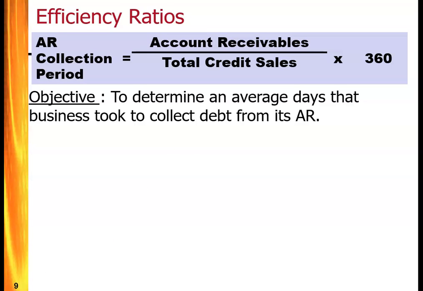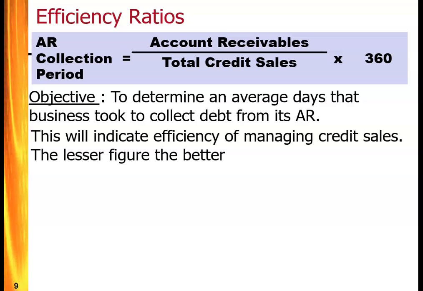So the objective of this efficiency ratio is to determine whether the business is able to collect the debt from the debtors, the customers who delay their payment, because we want to know whether the manager is good enough in giving credit facilities to the customers, and is able to collect the debt from them. So this ratio will show whether the manager is efficient enough to collect all the debts. So we will determine the average days to collect the debt.